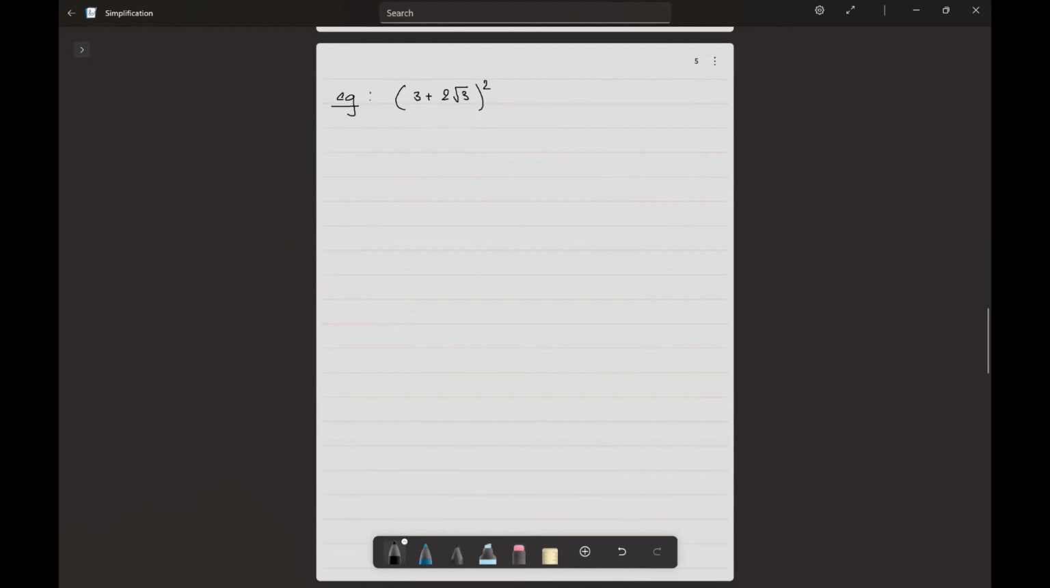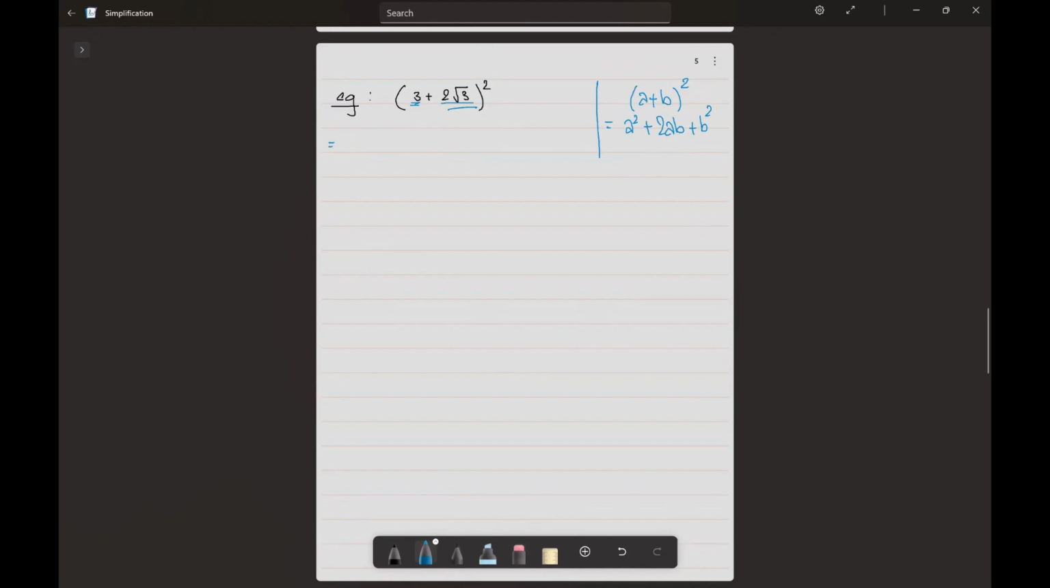In this example, we have (3 plus 2 root 3) whole square. It is similar to the example we did of (a plus b) whole square in class 7 or in earlier years. We know the formula is a square plus 2ab plus b square. So we apply that same formula in this one. Here the value of a is 3, and the value of b is 2 root 3 as a whole.